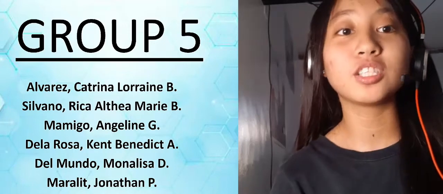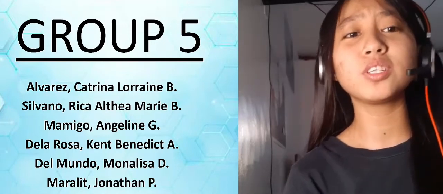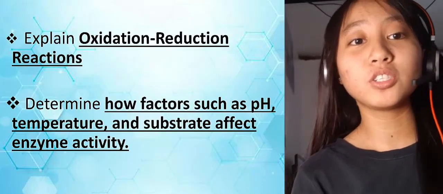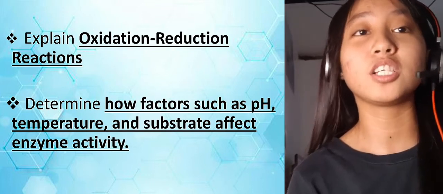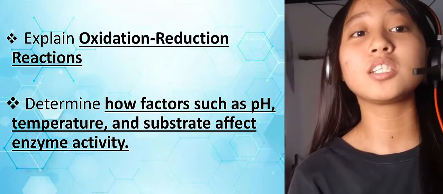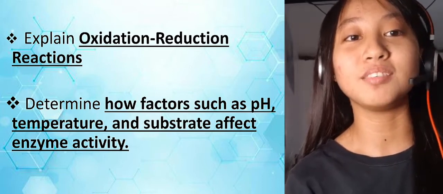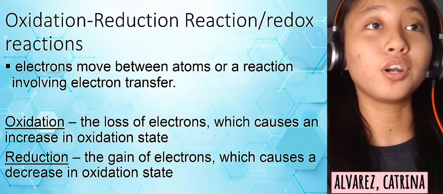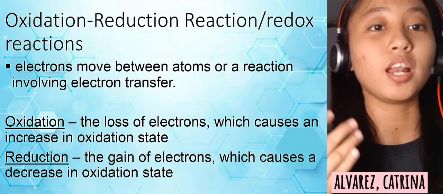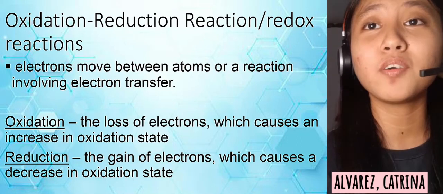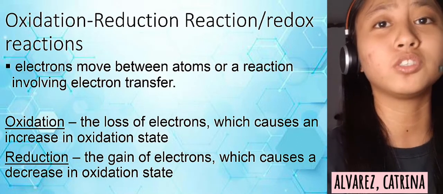Hey everyone, this is Group 5 and today we are going to discuss oxidation reduction reactions, and we are going to determine how factors such as pH, temperature, and substrate affect enzyme activity. In a redox reaction, or oxidation reduction reaction, this is the transfer of electrons. It says here, a reaction involving electron transfer.